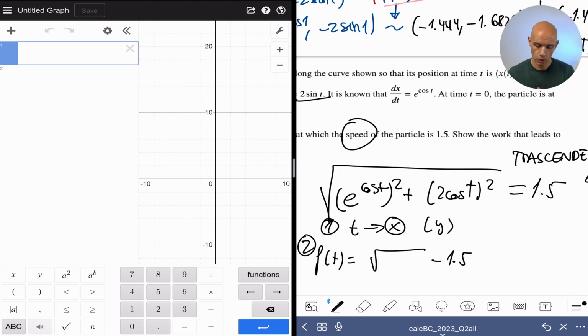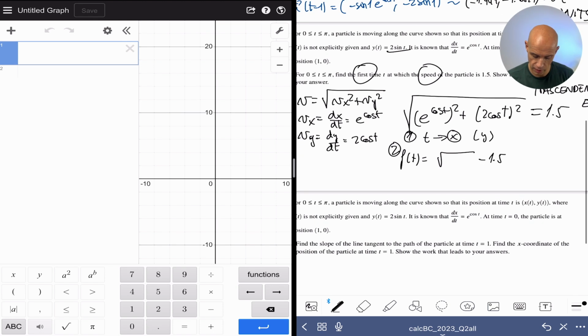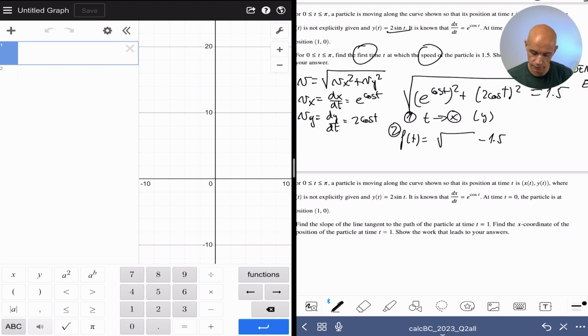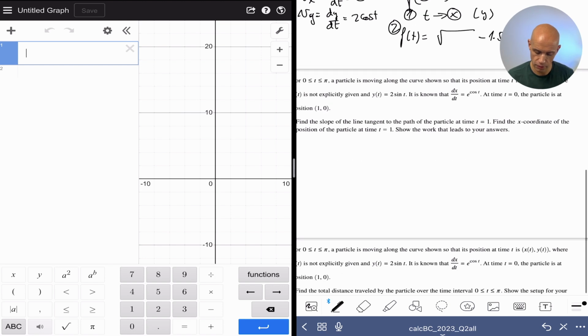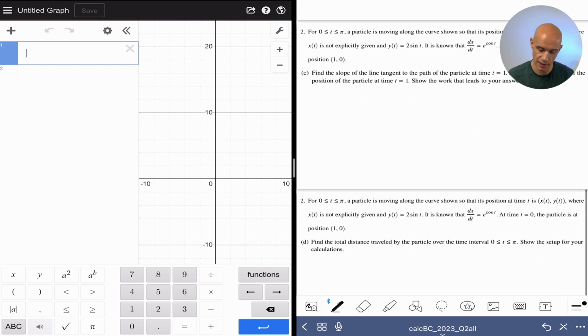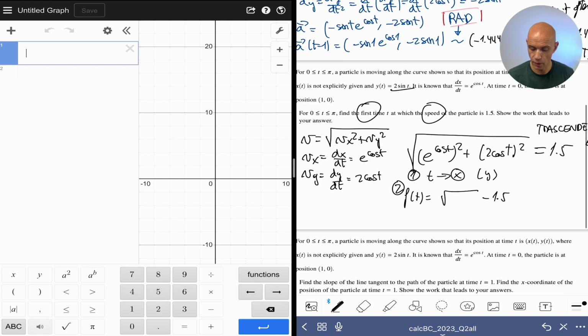It's up to you. What do we have to do next? Let's see. Next, we have to find the slope of the tangent line, but that's not related to the speed directly. And the x coordinate, no, we don't use the speed. And then finally, the total distance, here we will use the speed. So if we write this function, it may help us later on. So let's choose this way, because we will use that two questions later. Otherwise you can change all the t's to x.